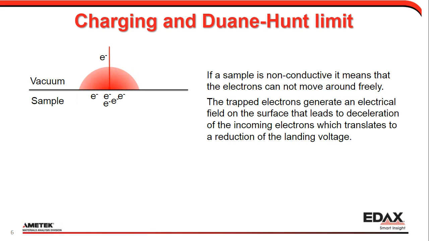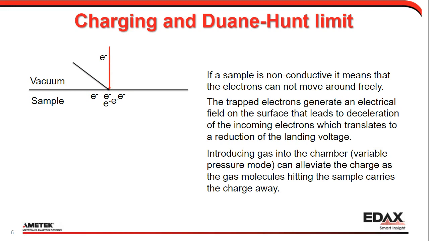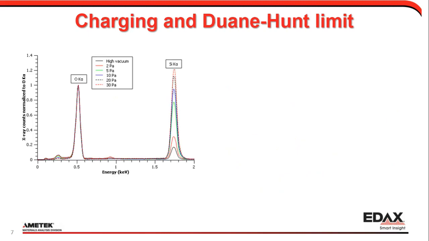There are various tricks to get around it. The one we will use here is variable pressure mode, where we let a little bit of gas into the chamber, and the gas molecules hit the surface and carry some of the charge away. And you can get rid of this charge buildup. So this is an example of quartz, silicon dioxide, in high vacuum and then increasing levels of variable pressure inside the chamber. You can see at high vacuum, the black line, you have a very low silicon peak. And as we increase the pressure, this silicon peak tends to increase.